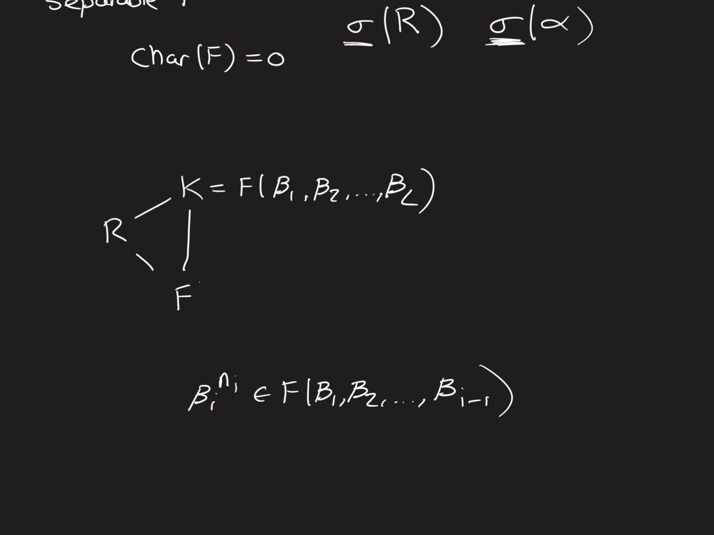So there are loads of mini extensions here, which is F adjoin beta 1, F adjoin beta 1, beta 2, etc., where each of these little extensions is a simple radical extension, and them on top of one another makes the full radical extension. And we have that each one of them has this natural number, n_i, associated with it.